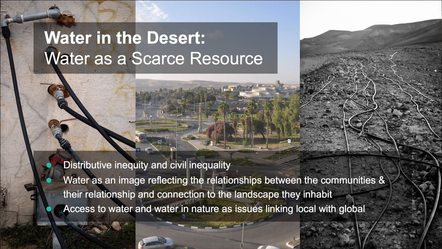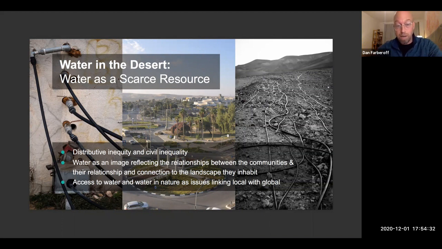Also, it's a very good image for us, water as a scarce resource, for reflecting on the relationships between the communities, and also the connection of communities to the landscape. So we saw a different kind of connection with the Bedouin communities living in the desert versus the urban community in the nearby town. And you can see the nearby town is very green, very lush. And also we found that this topic was very good for connecting the local environmental issues and the local social issues to a broader global discourse around water.